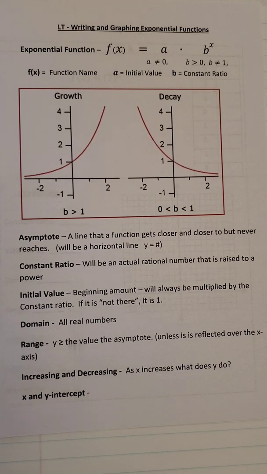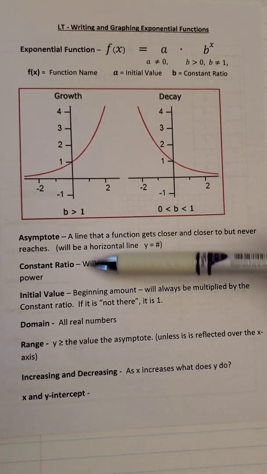You need to be able to look at a graph and know whether the constant ratio is going to be greater than 1 or between 0 and 1. That's super important. You need to look at it. If it's increasing, b is greater than 1. We need to talk about these key features.